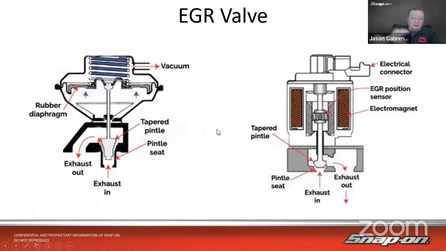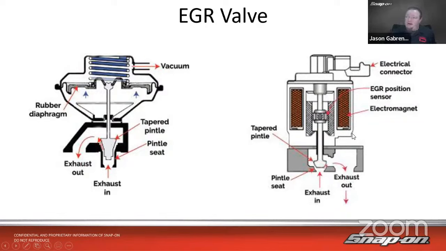So as I said, we can have two different styles. We're going to have our vacuum style and then our electrical style. On the vacuum, here's a little closer look at what we have. Exhaust comes in the bottom. We have this tapered pintle onto a seat. When this is down and closed, exhaust gas can't flow by. When it's opened up by using vacuum here, pulling up on this diaphragm, it is able to open up, and then the exhaust can flow by. And depending on how much it's open, the more it's open, the more exhaust gas flows.